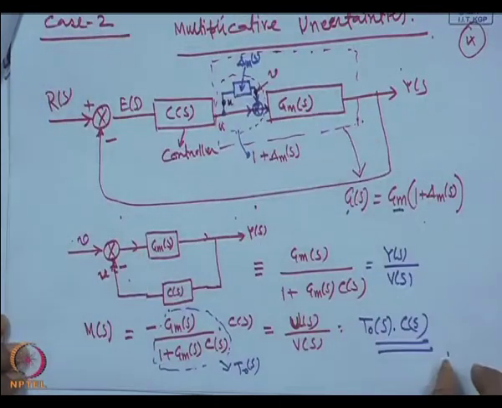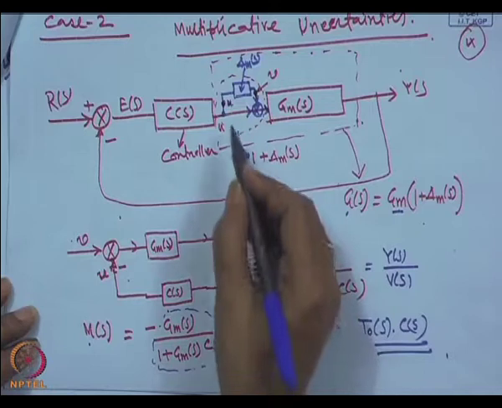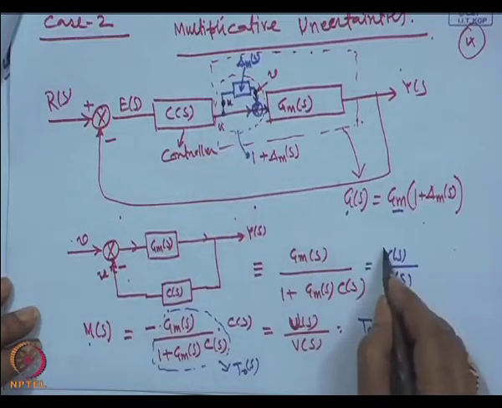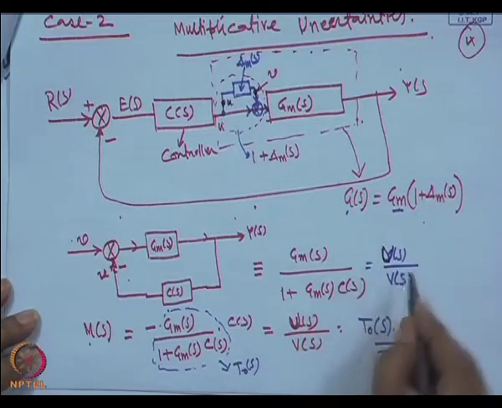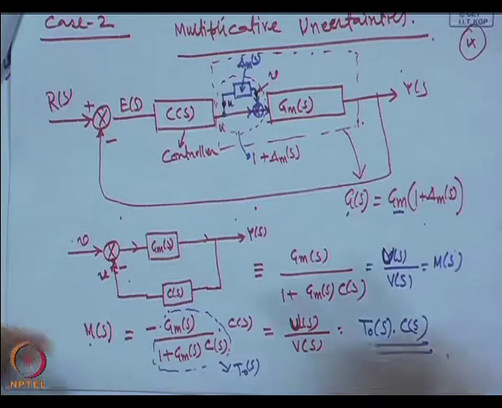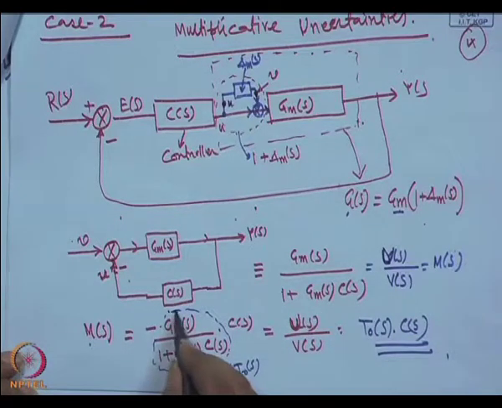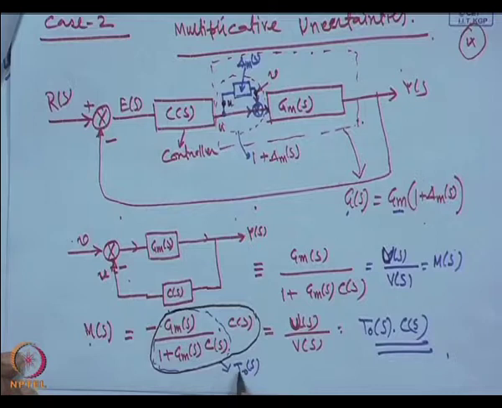Once again, we get that M of s is nothing but this. This is the output u of s by V of s, the transfer function, which will be denoted by M of s. Now look at this one: this is the sensitivity function, not that one. This is the sensitivity function T 0 of s. The complementary sensitivity function is h 0, the complementary sensitivity T of T 0 of s.